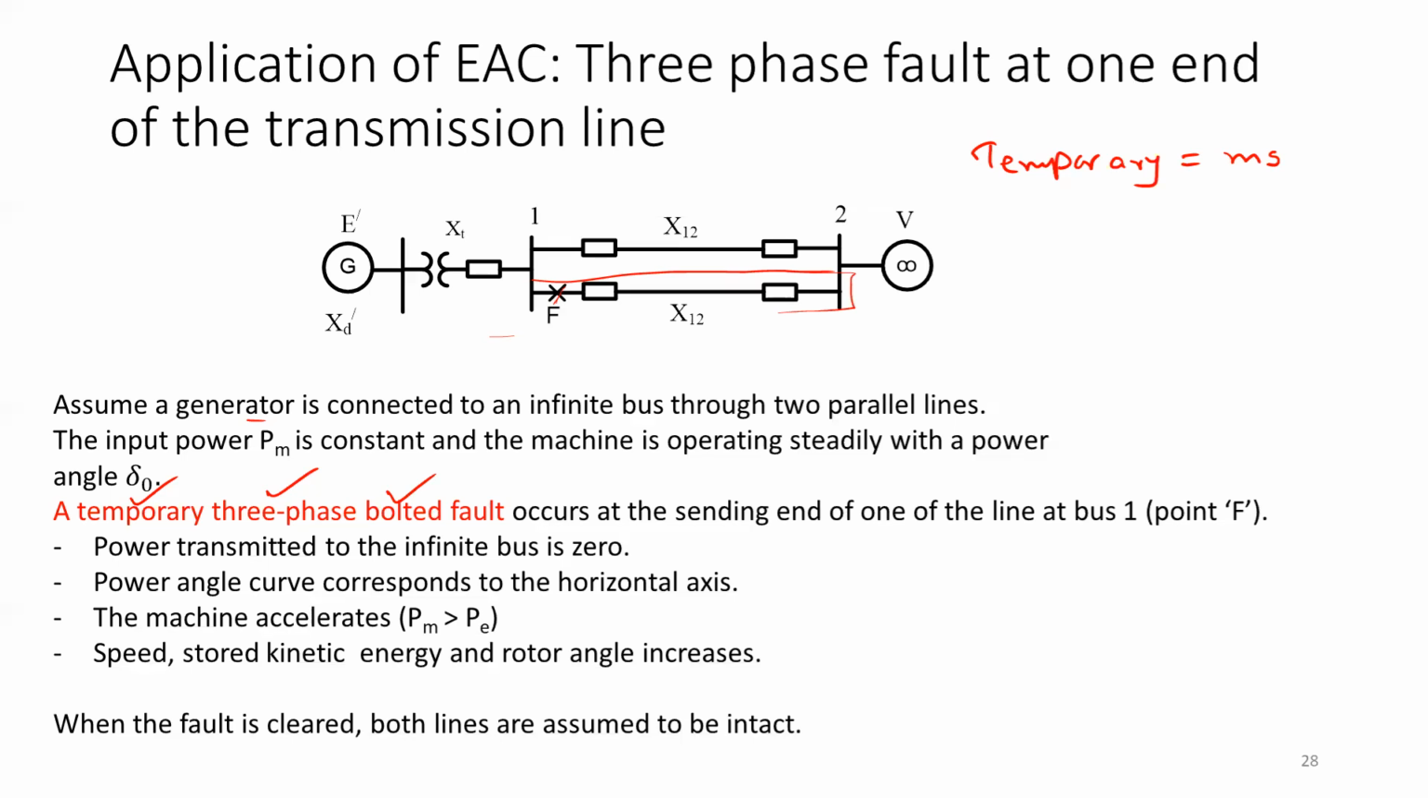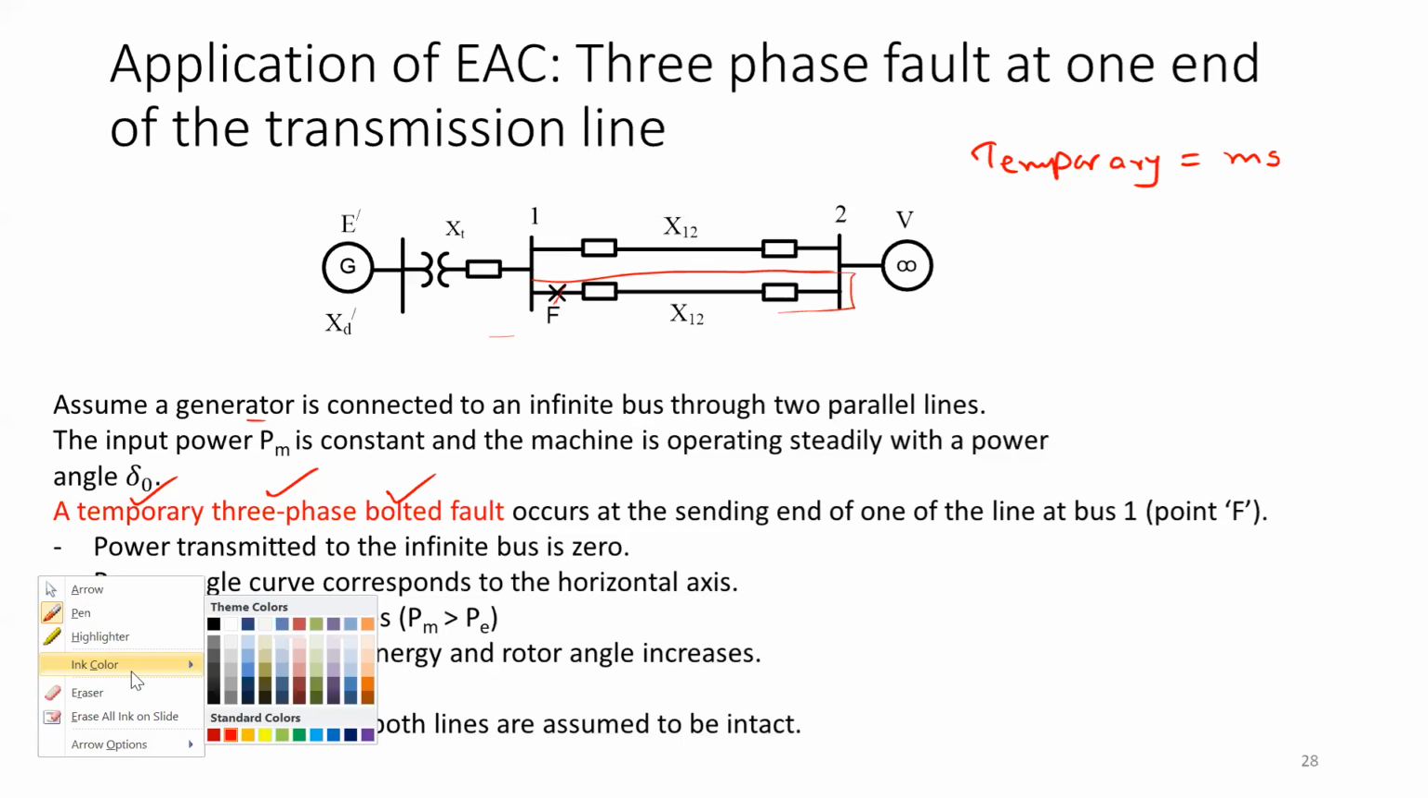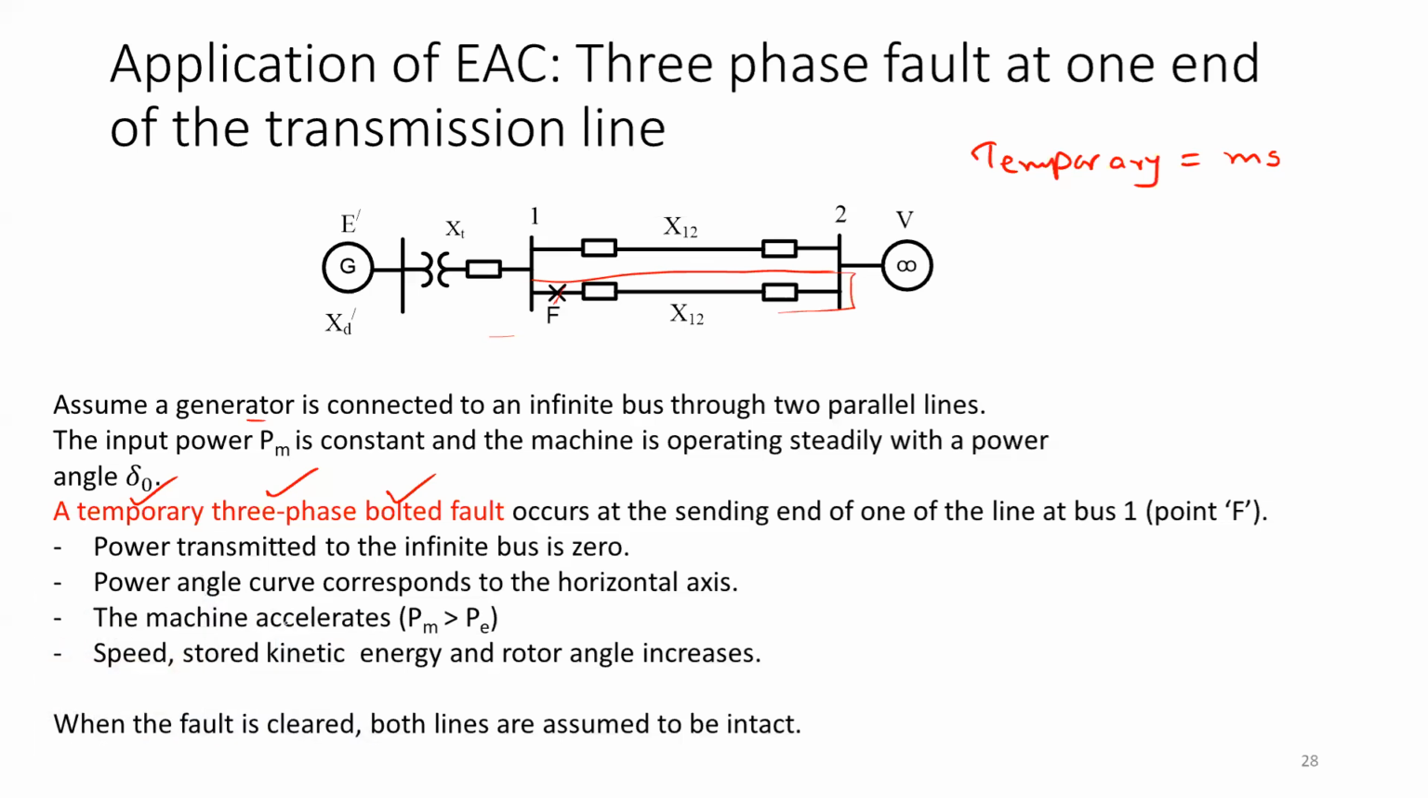All right. So now we know all these things. What is the meaning of a temporary three-phase bolted fault that occurs at, let's say, the sending end of the line at bus point 1? So we know up to this. What will happen? First of all, the power transmitted to the infinite bus will be 0. We'll explain all these things. Let's not get confused. The power angle curve corresponds to the horizontal axis. Again, we'll explain this.